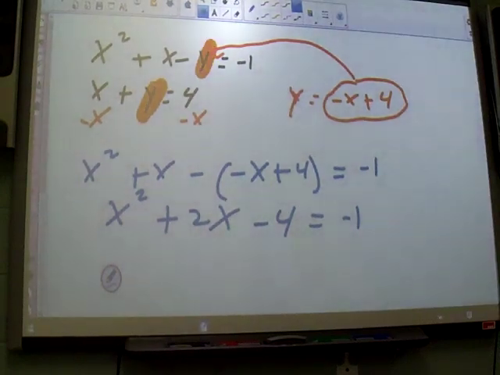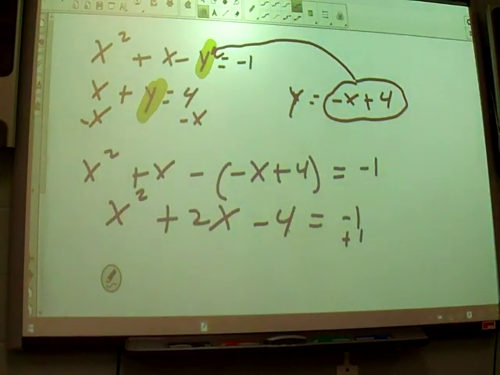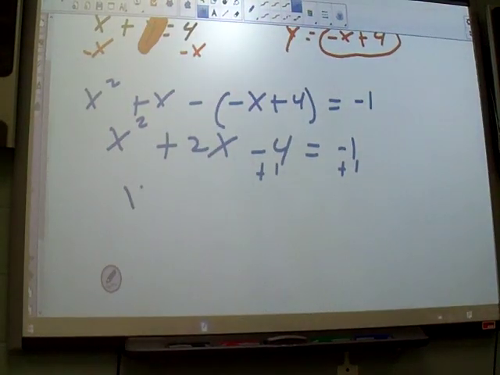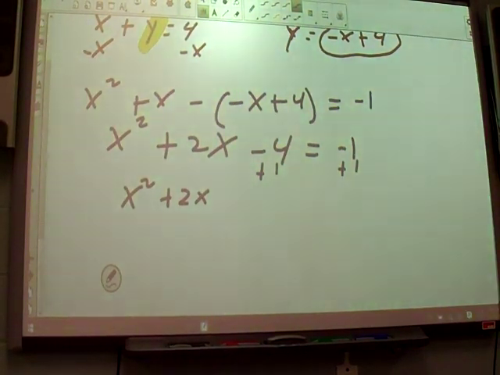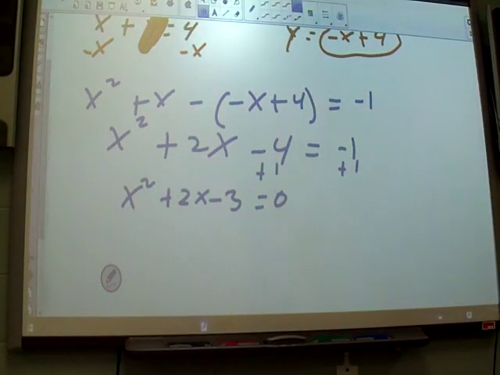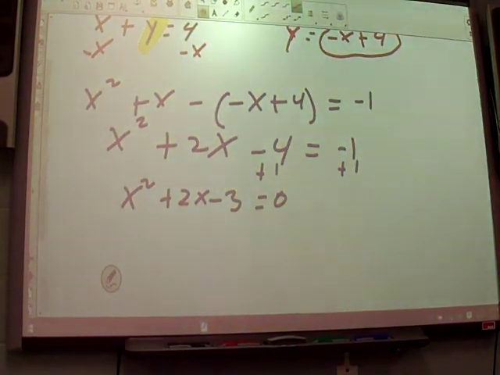Add the 1. Very good, Sir Witherspoon. Add the 1. He's all about it. So that gets us x squared plus 2x minus 3 is equal to 0. Now, I'm going to slam the brakes on for you right here.